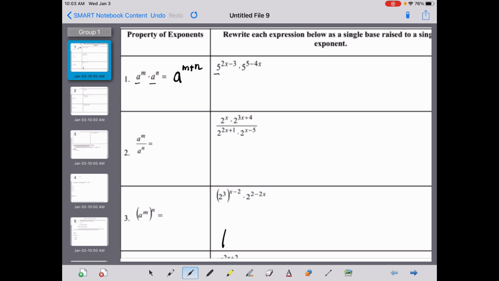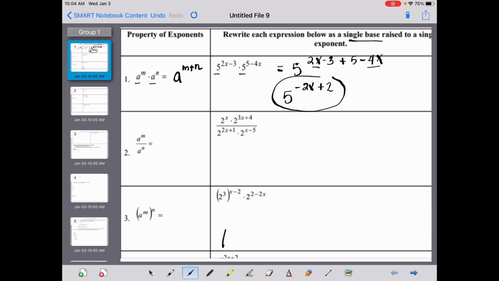You have two exponents with the same base, therefore you can add their exponents, and you don't need parentheses because it's addition. And if you simplify that out, you get 5 to the negative 2x, 2x minus 4x, and negative 3 plus 5 plus 2. So this would be written as a single base.